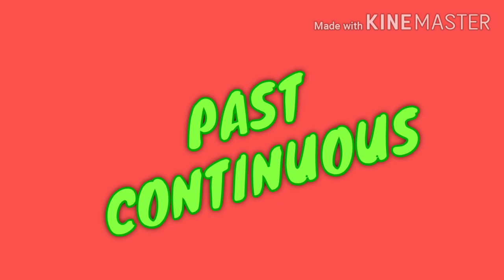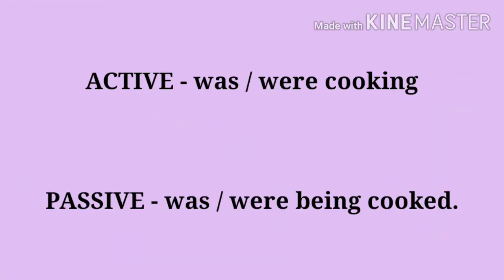Now let's see how to convert the sentence from active to passive voice when the verb is in past continuous form in active voice. Let's see an example. For example, in active voice, the verb is was or were cooking. In passive voice, it gets converted to was if the subject is singular, or were if the subject is plural, plus being plus the past participle form of the verb. So, was or were cooking changes to was or were being cooked.